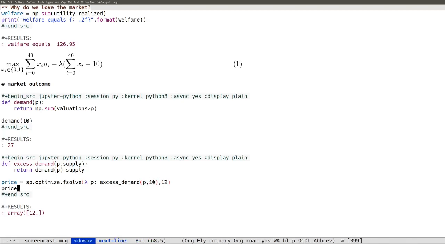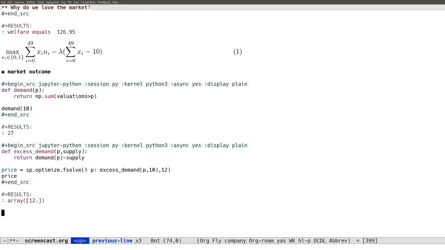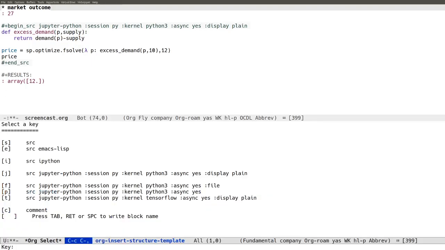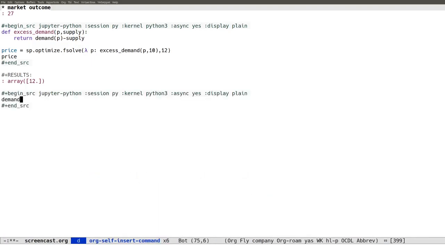And then we run it again, and we see that again we have an equilibrium price equal to 12. Just to check that this is indeed the equilibrium price, we can look at demand at price 12, and that's 10, and indeed we had 10 units to distribute. So at the price of 12 we have the equilibrium price in the sense that demand is equal to supply. We can also plot this.